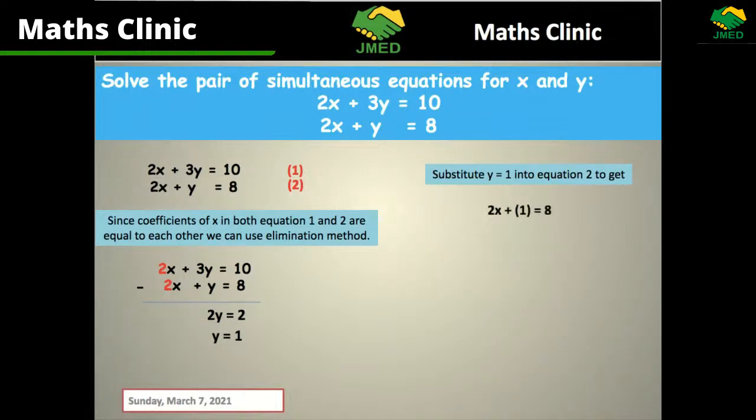And so we have 2x plus 1 equals 8, because we've replaced the y here with 1. And then we just keep solving. 2x equals 8 minus 1, 2x equals 7, and x equals 7 over 2. That's another simple equation solved. And from here, we can then say x is 7 over 2, y equals 1. This is a habit I have. One of my bad habits is always to state my final answer.